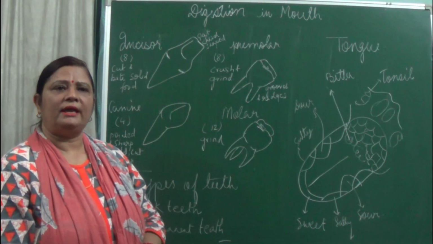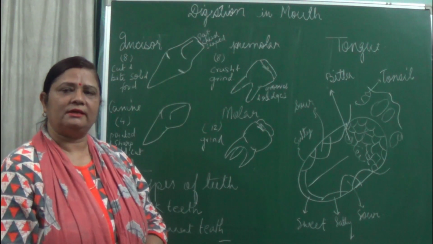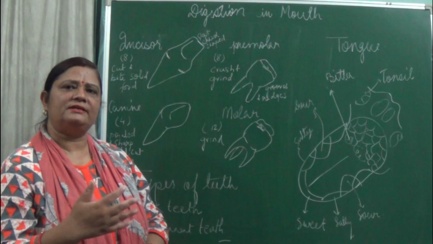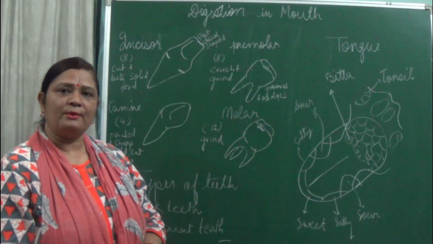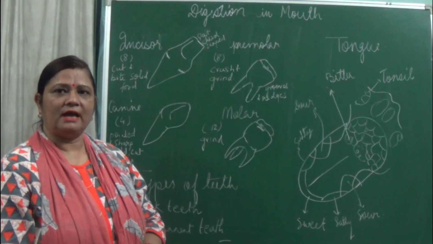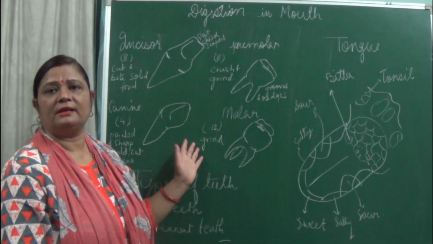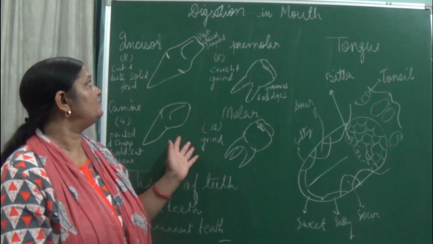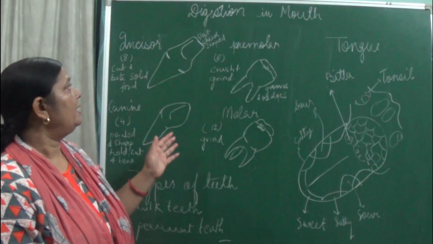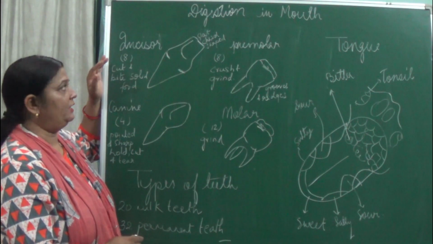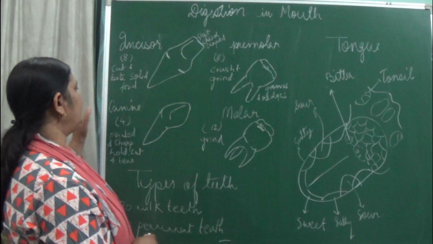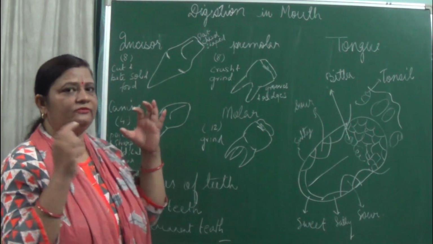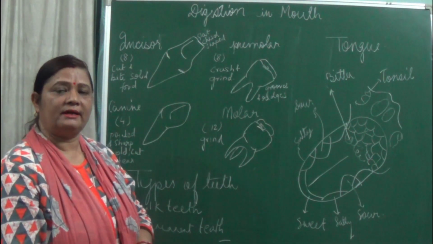What is the function of the teeth? The teeth totally grind the food. How is it done? It is done with different types of teeth present in our mouth, or buccal cavity. How many types of teeth are there? There are 4 types of teeth: incisor, canine, premolar and molar, and these 4 types of teeth are arranged in our buccal cavity.